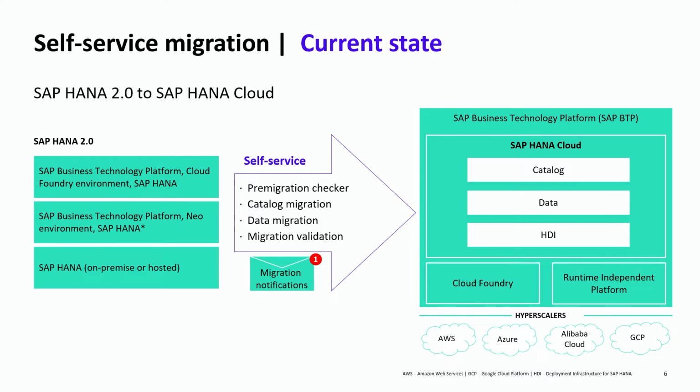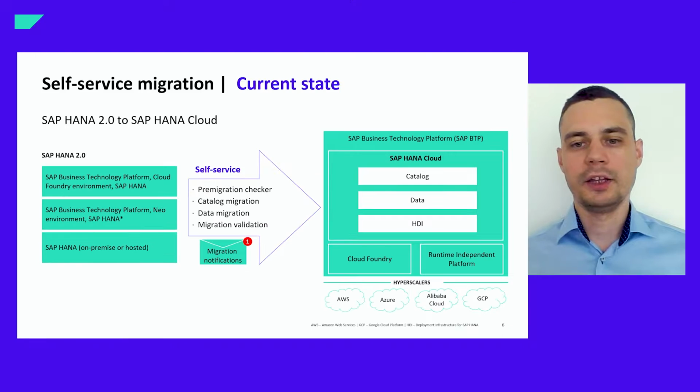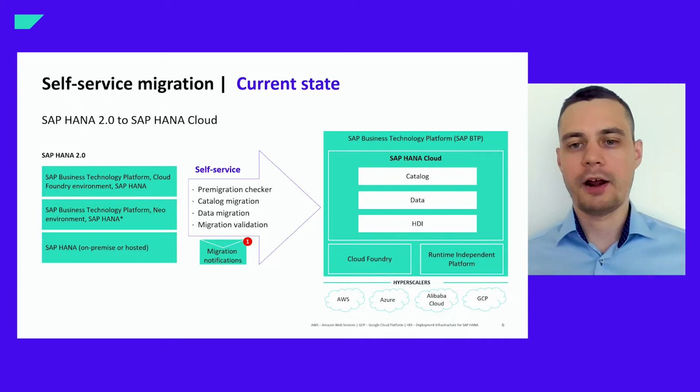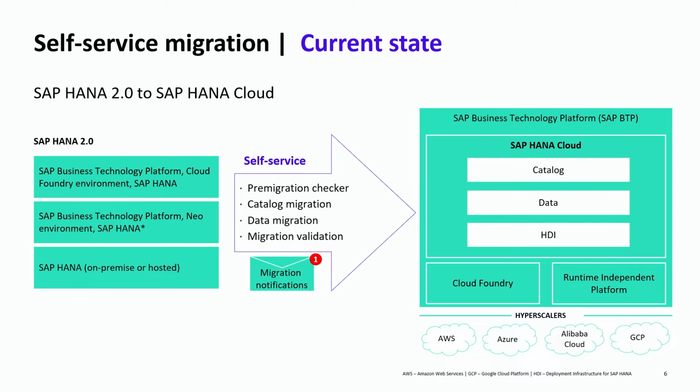So, what is this tool all about? The Migration Self-Service tool is a web-based tool, which is part of SAP Business Technology Platform. The minimum requirement for the SAP Self-Service Migration tool with regards to SAP HANA version is SAP HANA 2.0. There are various flavors of SAP HANA supported for migrations. The self-service supports migration from SAP HANA Service Cloud Foundry environment, from SAP HANA Service Neo environment, and from SAP HANA on-premise.